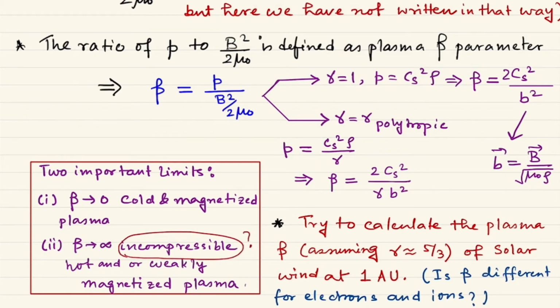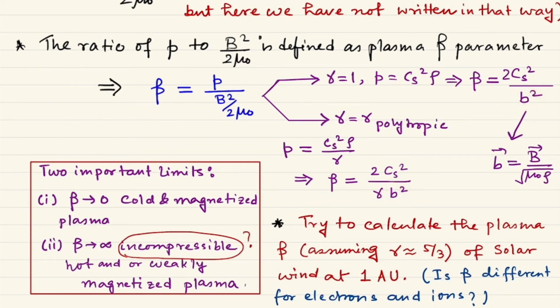But one thing is clear: when beta is very large, then Cs should be large and it should correspond, irrespective of gamma, to a high temperature. And the same thing when the magnetic field is weak, that means B is weaker, then it will also correspond to a very high beta.